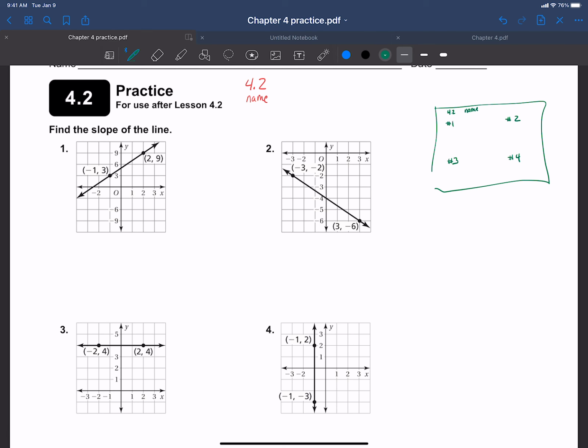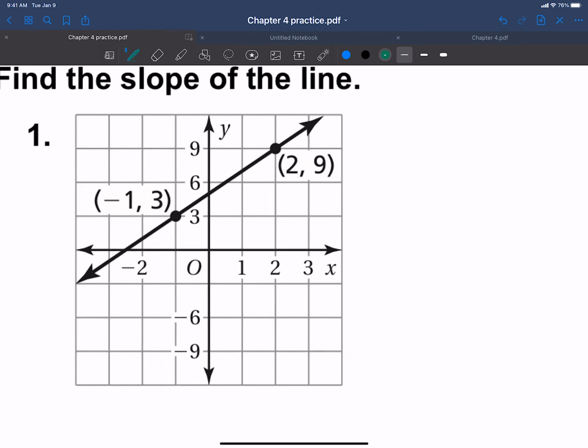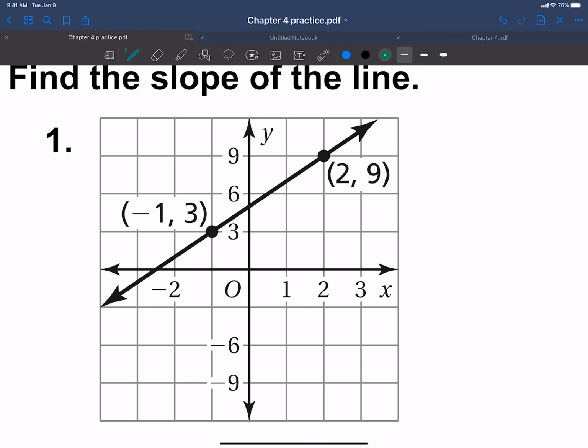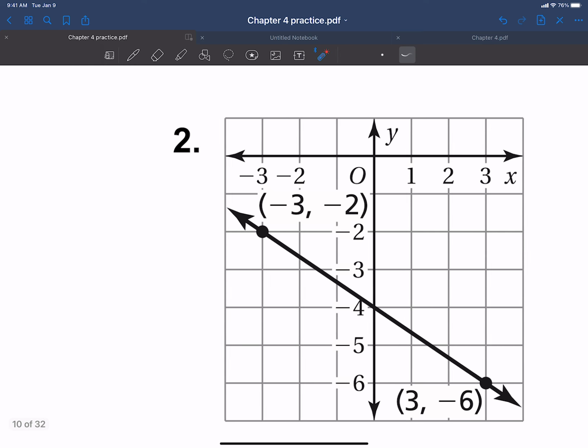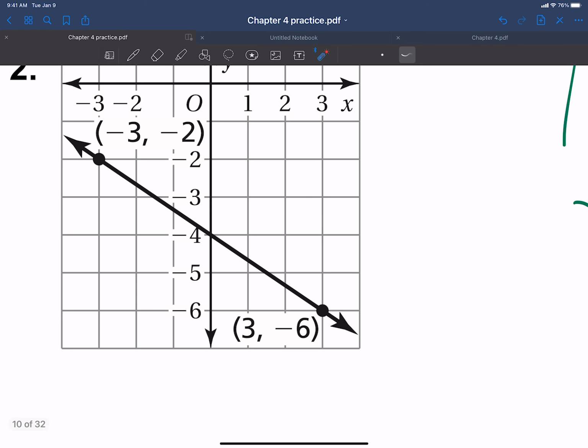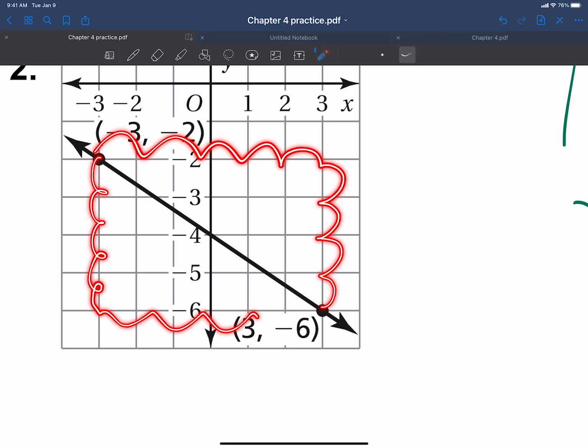All I need you to do is find the slope of these lines. Okay, these are so easy. I'll zoom in on each one. So for example, in number 1, if I wanted you to get from here to here, how many would you rise, and then how many would you run? Super easy, right? Same thing with down here: how many would you rise, how many would you run, or how many would you go down, and then how many would you go over.